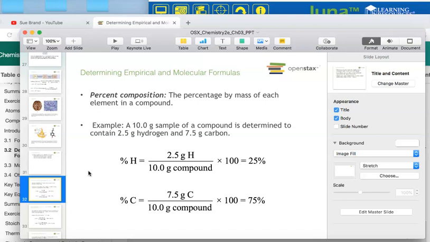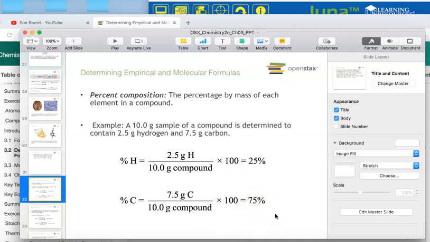If you were to determine the empirical formula for a compound, you would do it by mass. And so you have to find the percent by mass of each element in the compound, so you can do that experimentally. So here we see an example: if you have a 10-gram sample of a compound, you can determine the mass of each element in the compound. For example, here we have 2.5 grams of hydrogen, which is 25% hydrogen after you do the calculation, and then 7.5 grams of carbon, which equals 75% carbon.